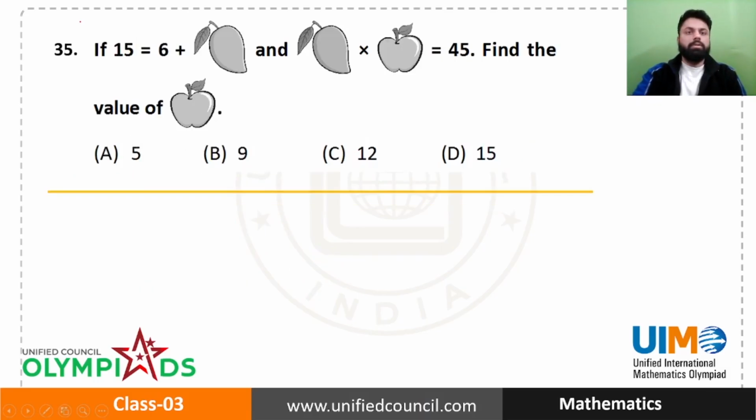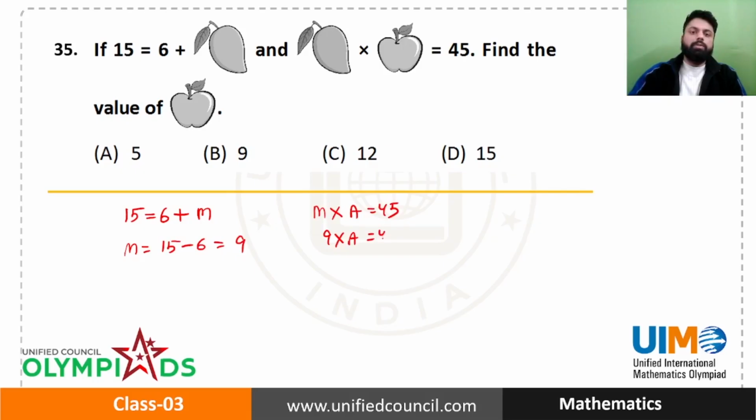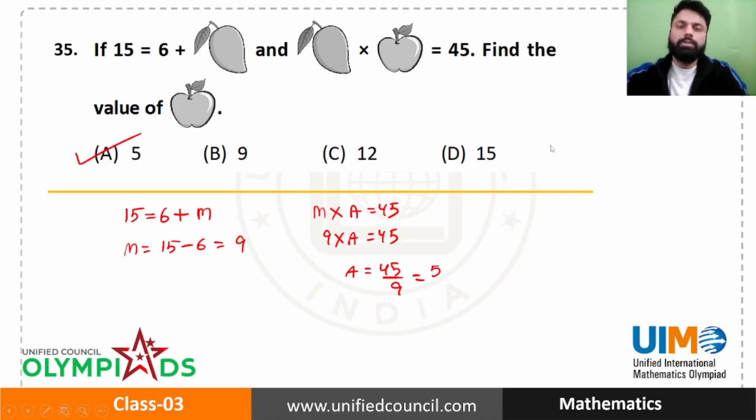C option. 15 is equal to 6 plus a mango. So a mango is equal to 15 minus 6, that is 9. Mango multiplied by the apple is equal to 45. So 9 multiplied by apple is equal to 45, so apple is equal to 45 divided by 9, that is 5. A option is the correct answer. And this is how you can solve the question.